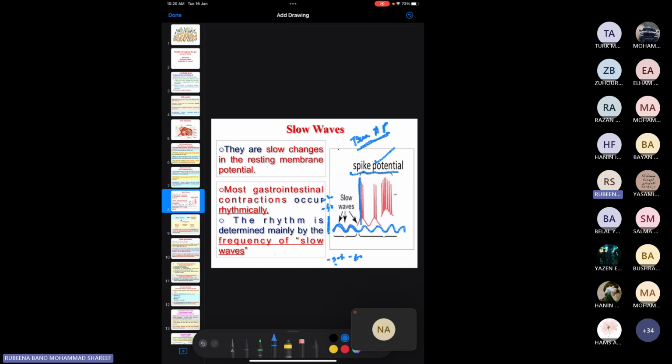The slow wave is the rhythmic activity which occurs all the time, but it is not responsible for the motility. Once it reaches the threshold level, there will be generation of a spike potential, and that is responsible. So this is called the true action potential.